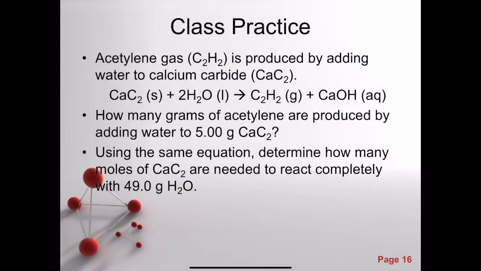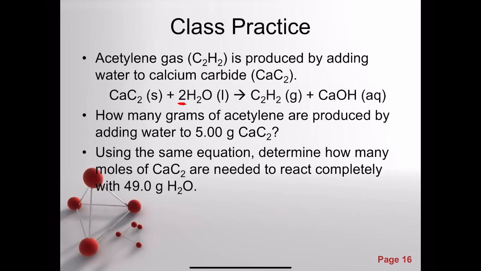So let's take a look at this one here together. So we have another practice problem. Acetylene gas is produced by adding water to calcium carbide, and they've given us the equation. Now, this one appears to be a balanced equation. If you have coefficients in it, you can just probably assume that it's already balanced.